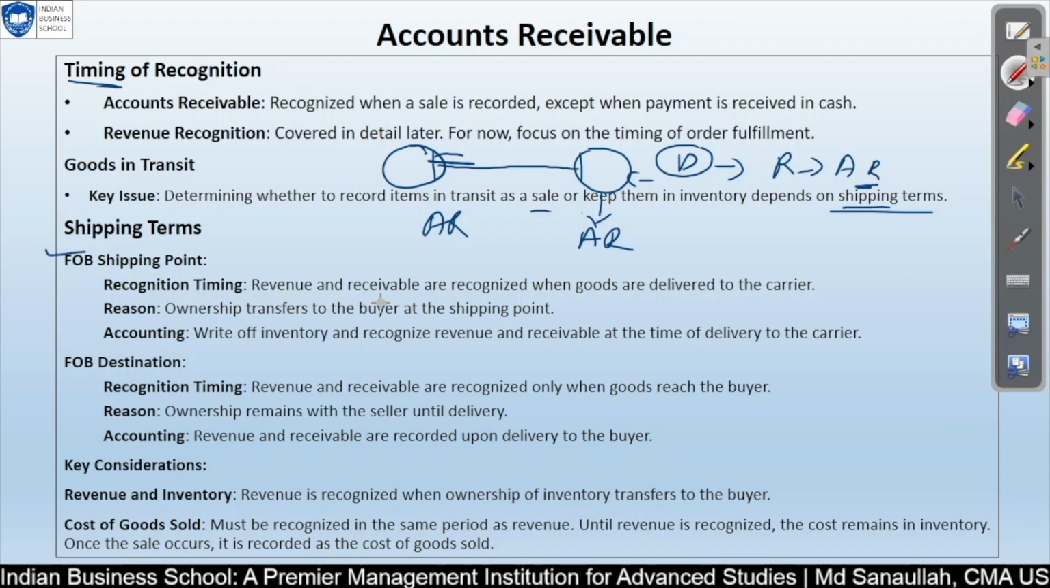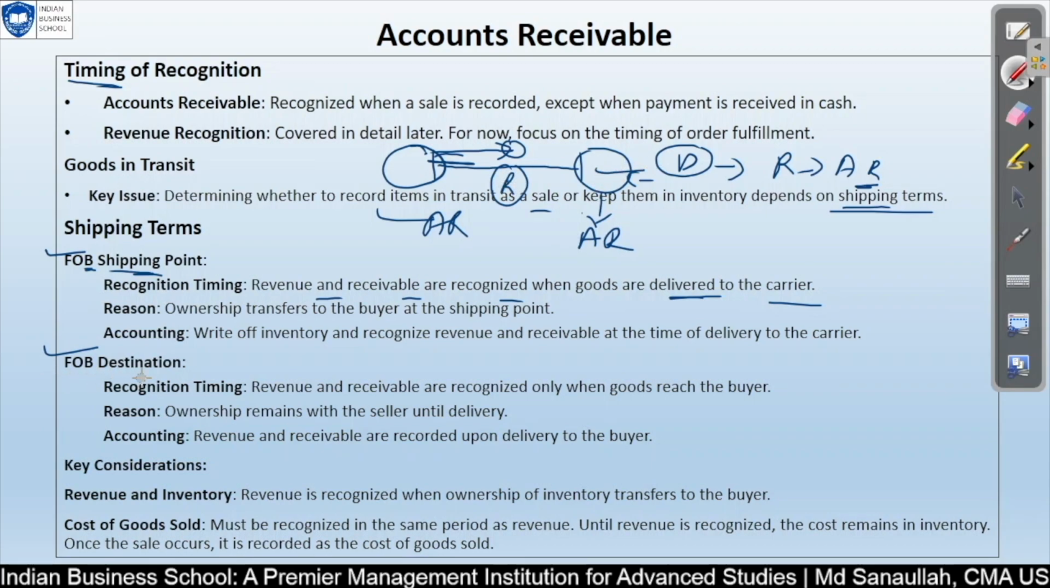Recognition timing: revenue and receivable are recognized when goods are delivered to the carrier. It means there is a carrier, the port or whatever place. When you deliver at that place and receive acknowledgment that you have delivered, at that time you can recognize your AR. The second point is free on board shipping point. Shipping point is your carrier point where you need to drop your product. From there onward they will take care.